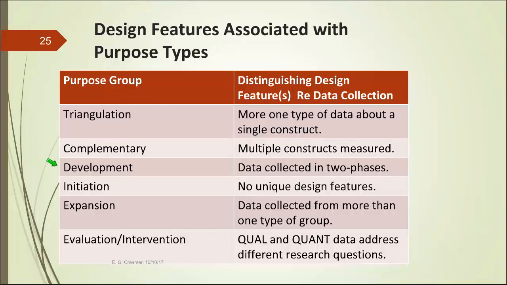Development is pretty easy to pick out because it's two phases, generally conceived as to design a survey instrument, sometimes for sampling purpose, but clearly has two phases. It's sequential because the second phase is dependent on the first. And that's what the word sequential means. It's dependent on the first. You couldn't get to the second phase without the first phase. And so the development design is clearly sequential.